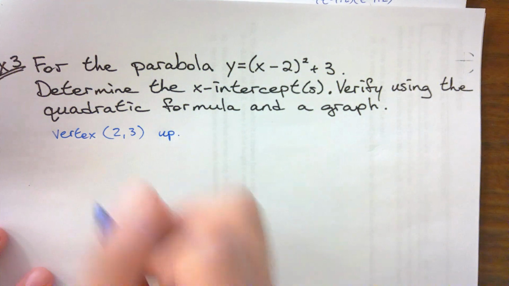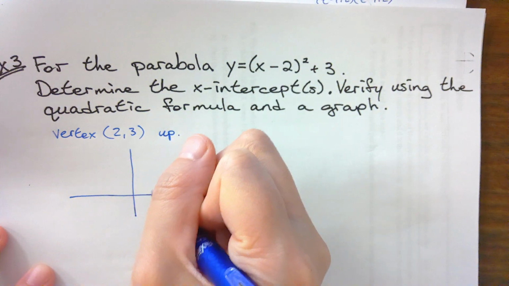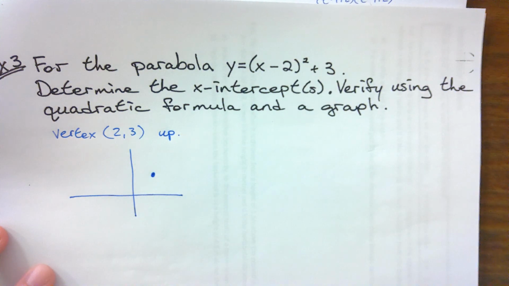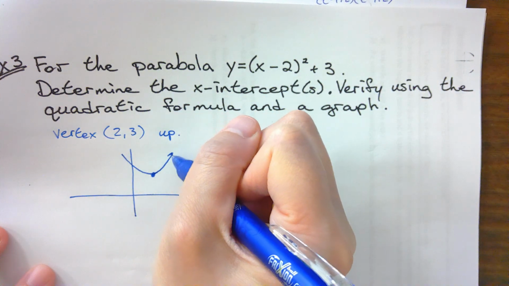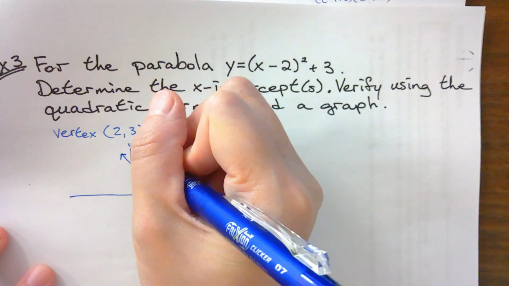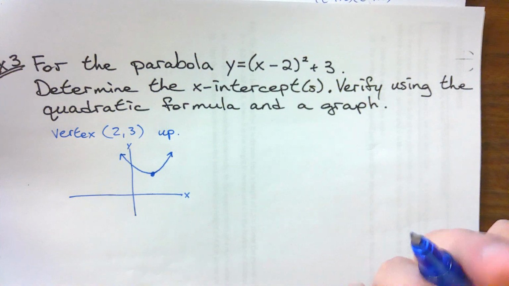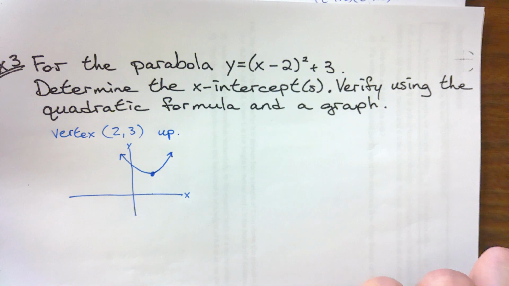So let's do a quick little sketch. 2, 3. Something like right here. And we said it opens up, right? So how many x-intercepts am I going to get? William? 0. 0, because this is my x-axis, this is my y-axis. My parabola opens up and my vertex is above it, so it's never going to cross the x-axis. So what do you think will happen when we do the quadratic formula? Ah, good job. You'll get an error.